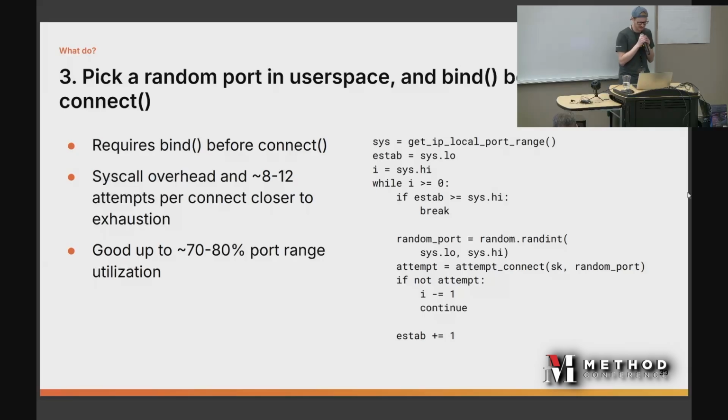User space is interesting. What you can do instead is leverage randomization, and it doesn't have to be a great pseudo-random number generator. You can just use some random number generator and actually pick the ports yourself. So instead of having the kernel pick the ports for you, you can have user space pick the ports, and you can just keep track of those connections.